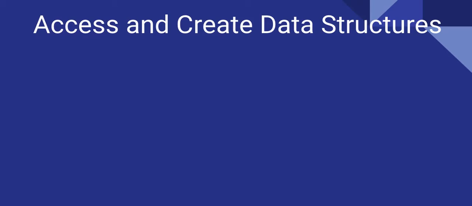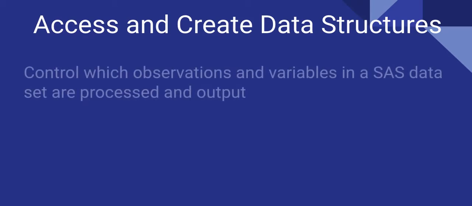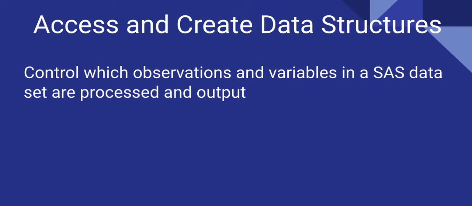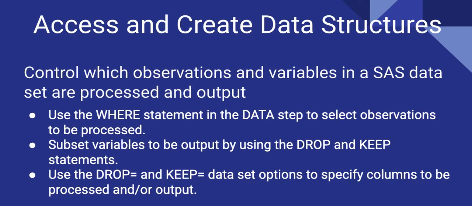So we're on to the final section of access and create data structures. In this section, we'll look at controlling which observations and variables in a SAS data set are to be processed and output. We'll introduce the where statement in the data step to select observations to be processed. We're also going to subset variables using the drop and keep statements. We're going to use something different, also called drop and keep, the data set options that specify the columns to be processed and/or output. So let's jump back into SAS Studio and go through the code.